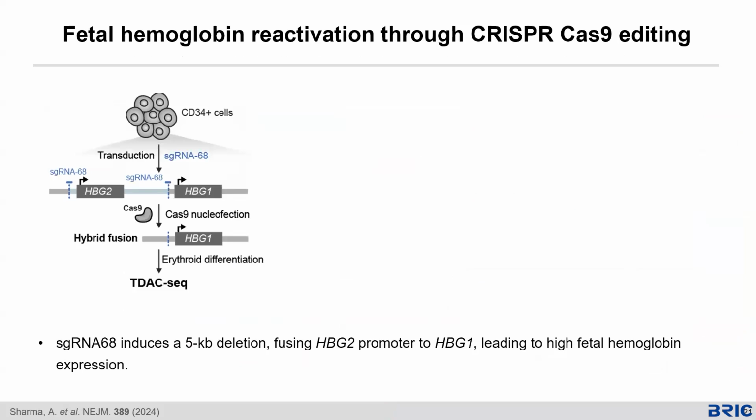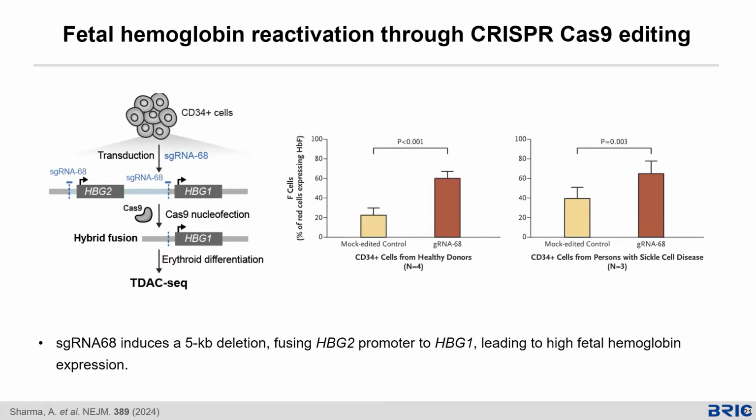One interesting feature about this locus is that HBG1 and HBG2 share a very similar sequence. So if you cut the promoter using one single guide RNA 68, it targets both promoters and results in a 5kb deletion. This deletion results in a hybrid fusion where the HBG2 promoter becomes fused to the HBG1 gene body. This large deletion leads to an increase in fetal globin expression and has also been applied to human patients with sickle cell disease.